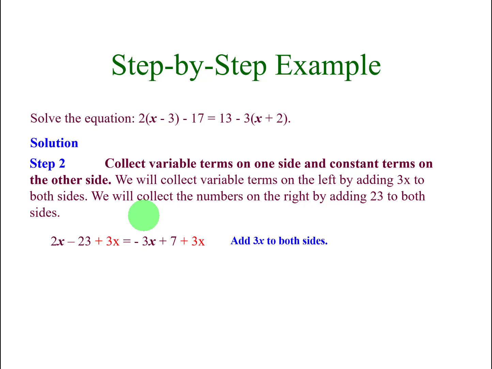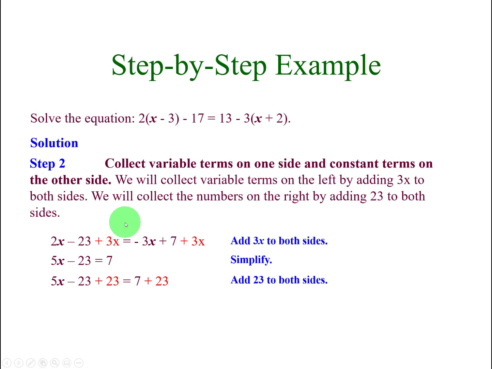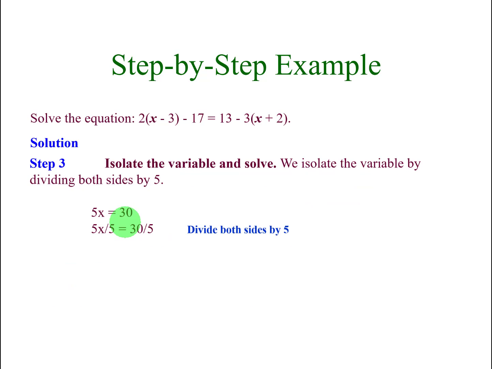And then I'm going to go to step 2, where I'm going to collect variable terms on one side and the numbers, the constant terms, on the other side. So that means x on the left, numbers on the right. So I'm going to add 3x to both sides to get rid of it from the right side. And now I'm going to get rid of minus 23 by adding 23 to both sides. That's going to leave me with 5x is equal to 30. And now I can isolate the variable by dividing both sides by 5 right here. And I end up with x is equal to 6. That's my answer. It's totally simplified.